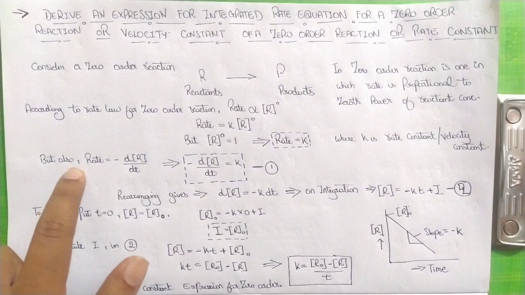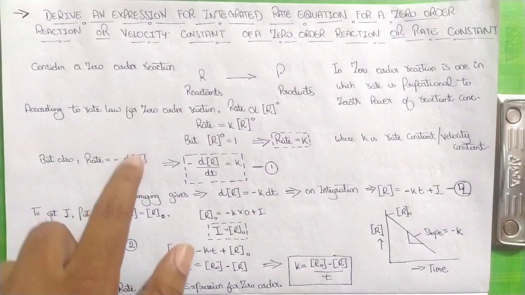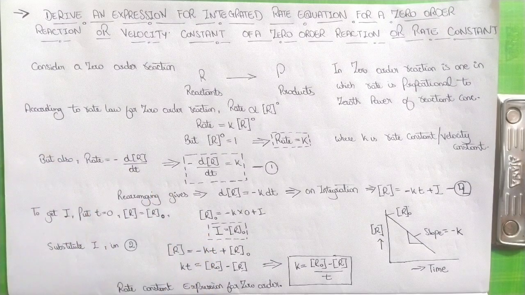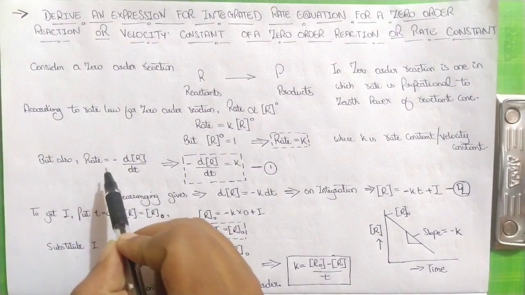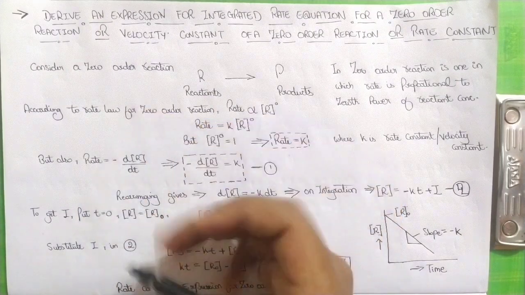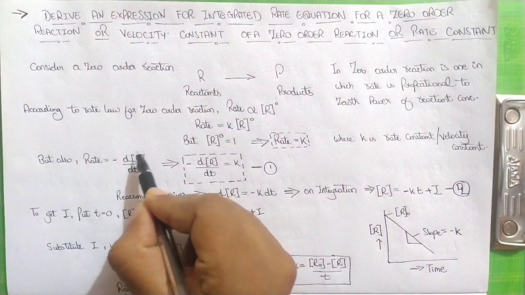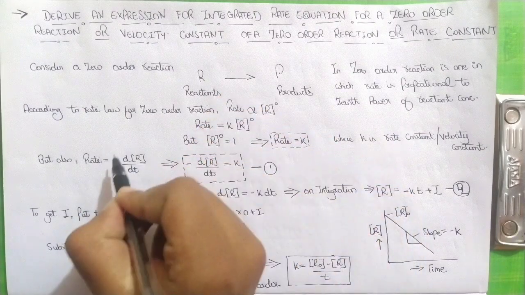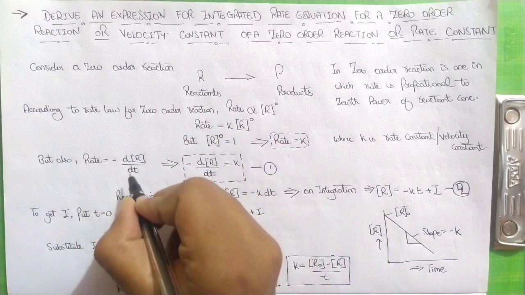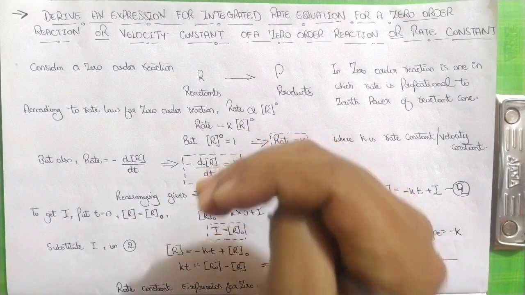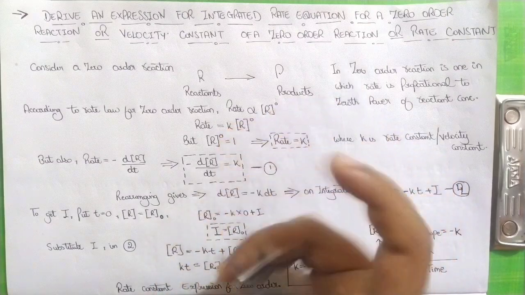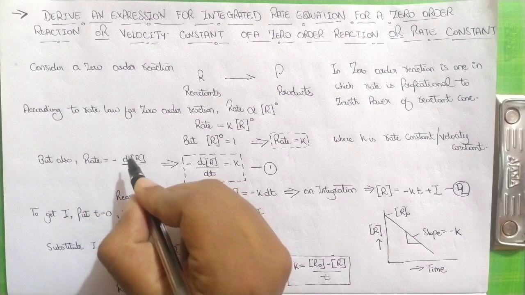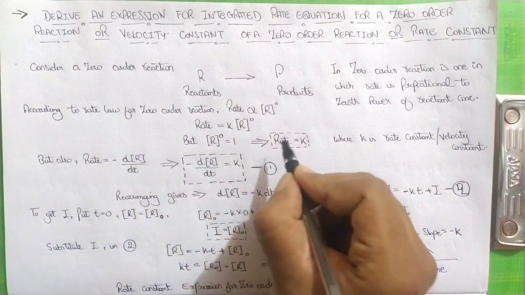Now also, rate is equal to differentiation of reactant concentration with respect to time. Let me tell you what that is. Rate is nothing but minus d[R]/dt. The negative sign is because the concentration of the reactant is decreasing with respect to time. We are differentiating R with respect to time, but the quantity is going on decreasing, so negative is indicated. Now we have rate in this form also.